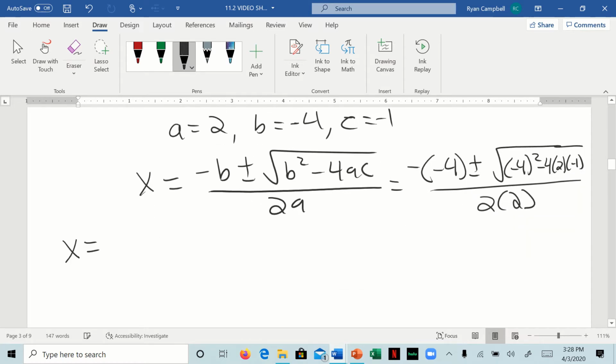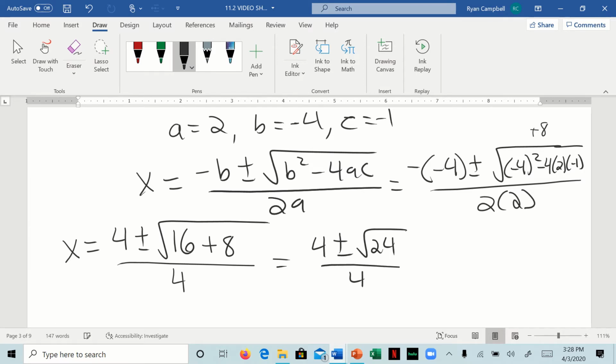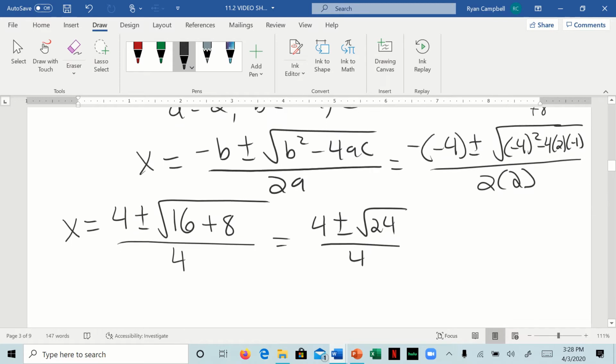So if we simplify, negative negative 4 is positive 4. Negative 4 squared is 16. Negative 4 times 2 is negative 8. Negative 8 times negative 1 is positive 8. And then 2 times 2 is 4. All right, 16 plus 8 is 24. So can we simplify the square root of 24?